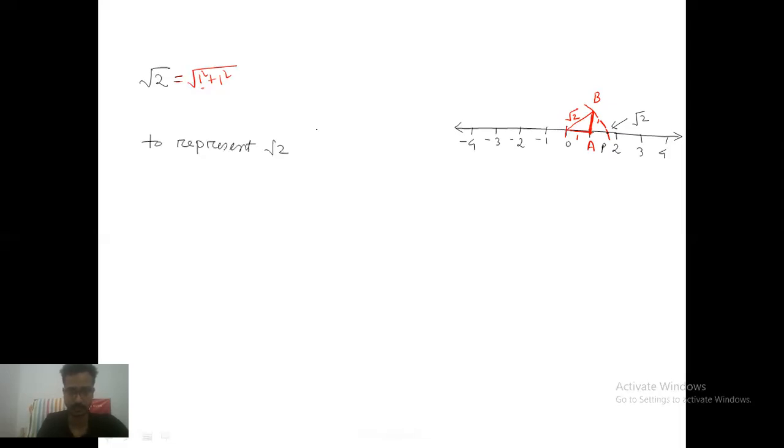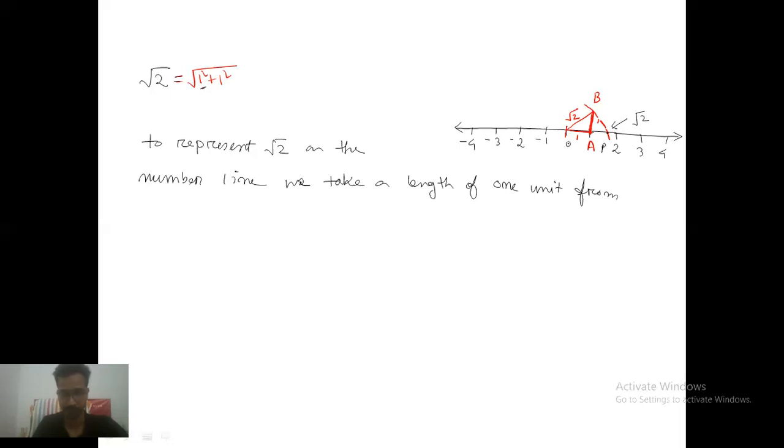To represent root over 2 on the number line, we take a length of what unit? 1 unit. Yes or no? 1 unit. We take a length of 1 unit from, suppose this is 0, or suppose this is point O. Okay, 0 is denoted by point O.